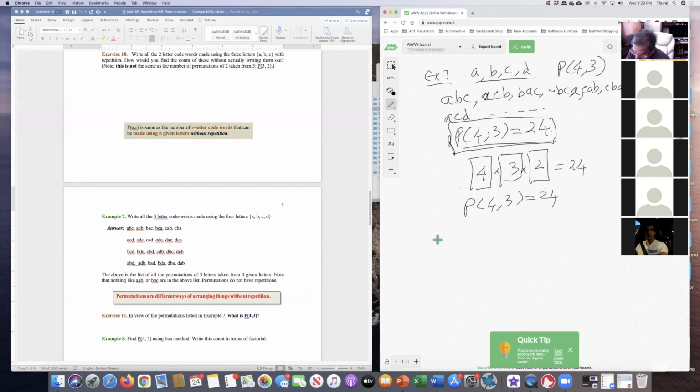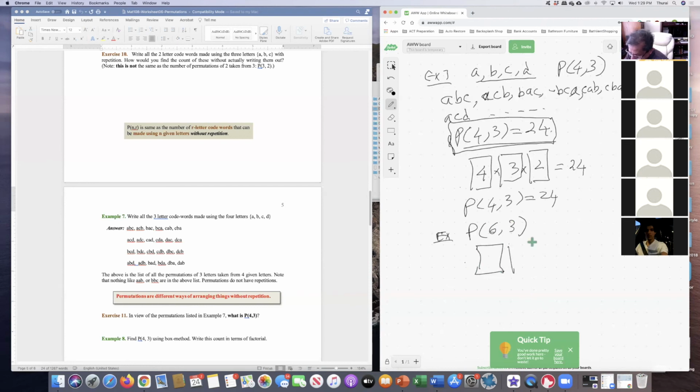So let me ask you a question, an exercise. If I ask you P(6,3) and ask you to use the box method to find the count. We know that all the permutations are the same as code words without repetition. So therefore, we are going to count it by counting the code words that can be made. How many boxes to draw? 3.